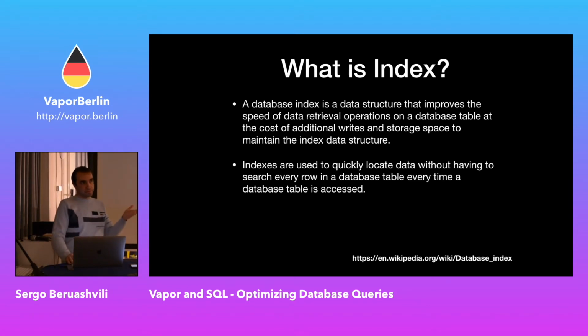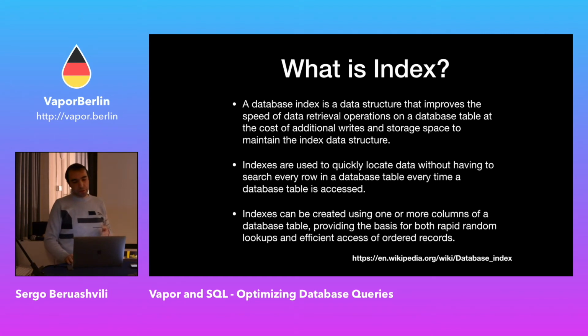Indexes allow us to quickly retrieve the data without going through the whole database. It will go directly to whatever our object, our row, is, and return it. And we can create an index on one or more columns, so we could have multi-column indexes.